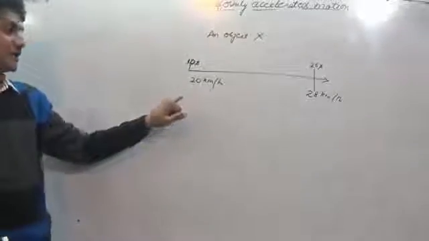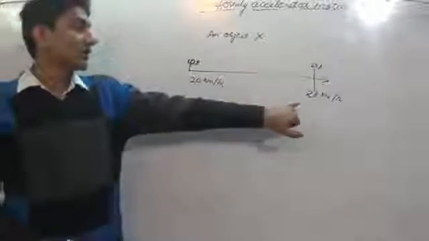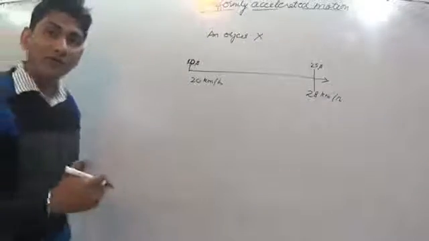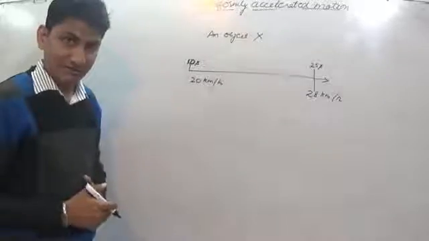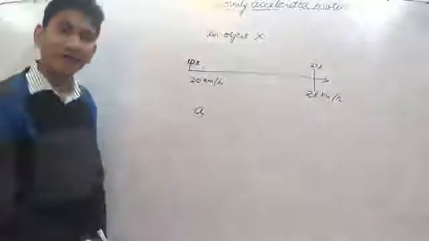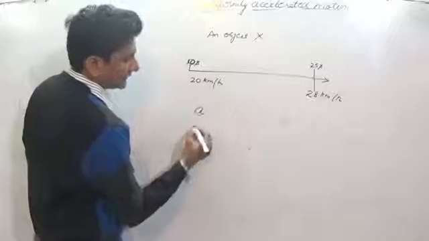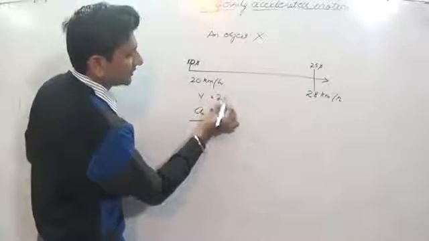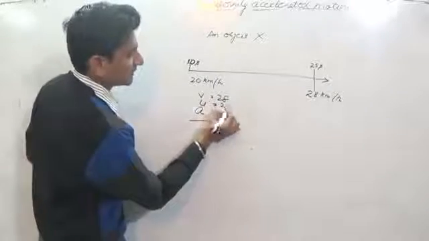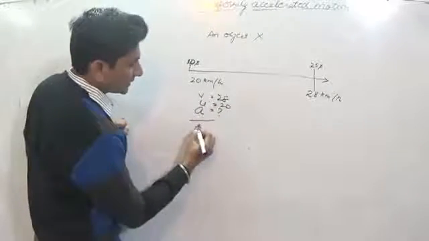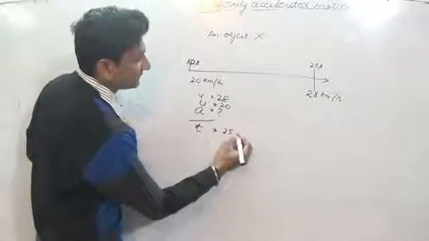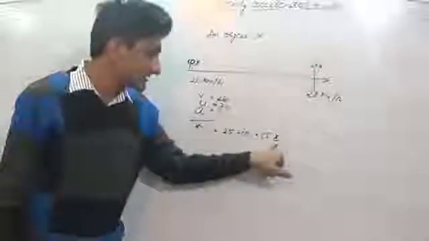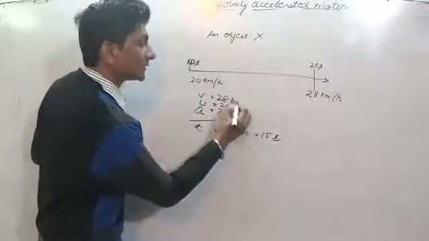Now it was 20 km per hour, now it is 28 km per hour. What we have to find out is the acceleration. How will we find it out? What we are given: V is equal to 28, U is equal to 20, A we have to find out. T is equal to 25 minus 10 is equal to 15 seconds. Now this is in seconds, this is in kilometer per hour.